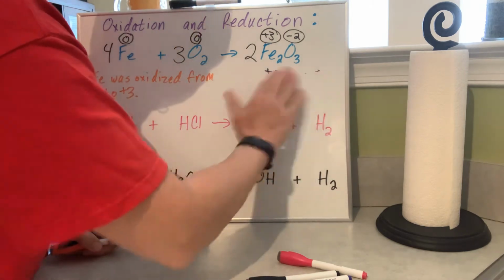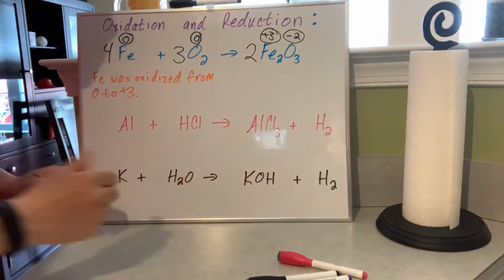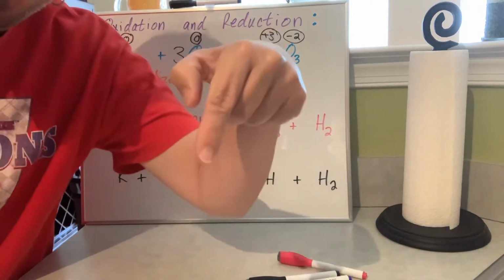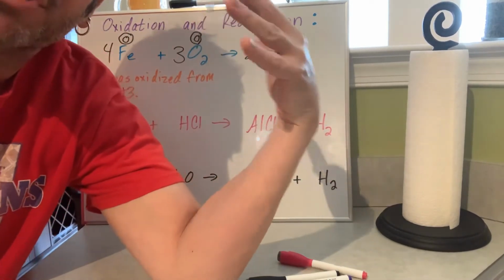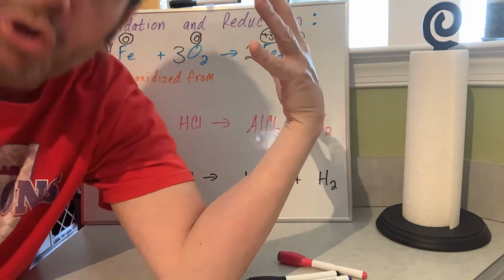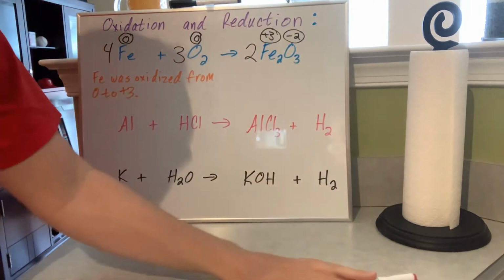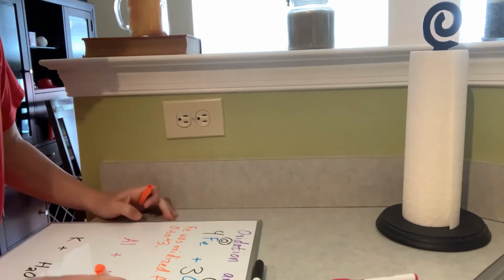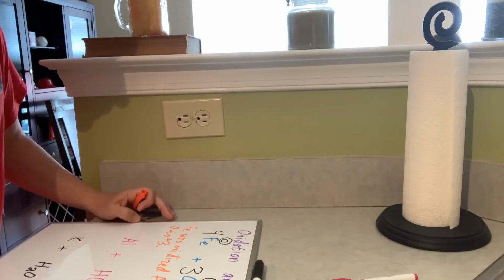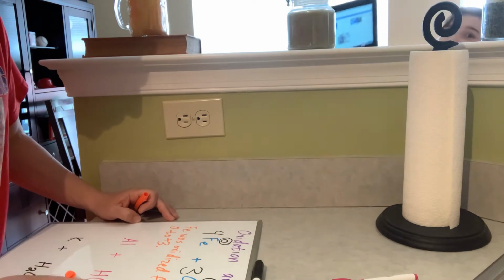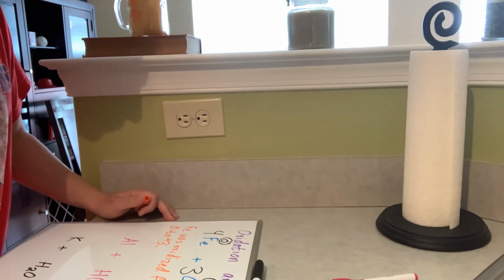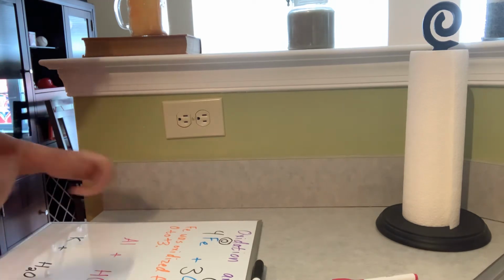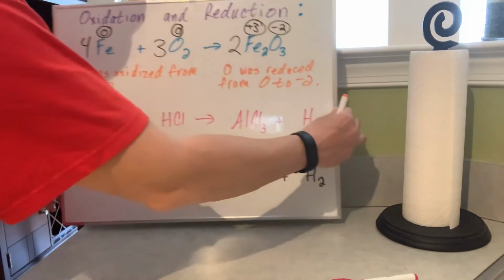All right? Let me just erase that. So the charge of the oxygen went down. They say reduction is gaining. It's so much easier to say the charge went down, so it was reduced. So oxygen went from 0 to -2. So I'm going to say that oxygen, or O, was reduced from 0 to -2. Okay? All right. So there we go. And that's how it works.